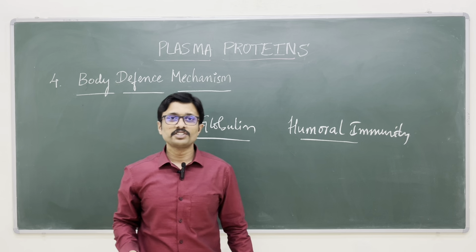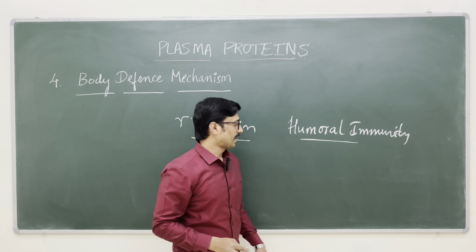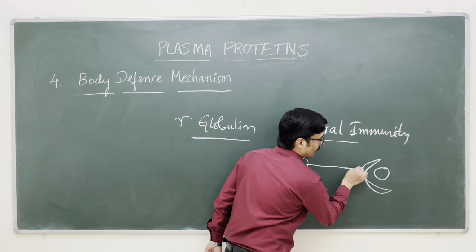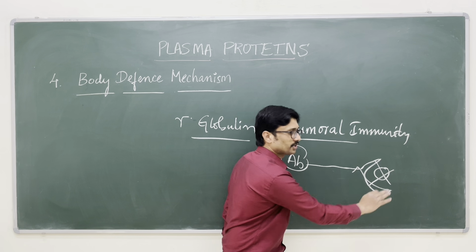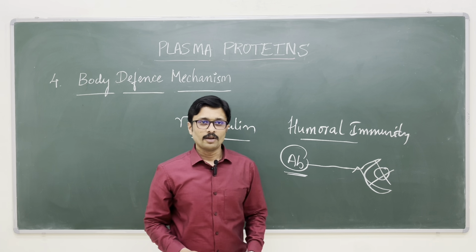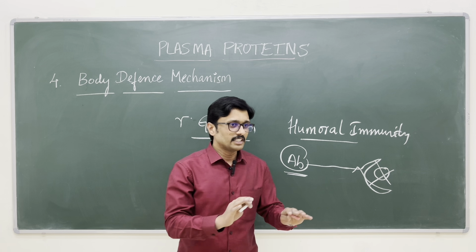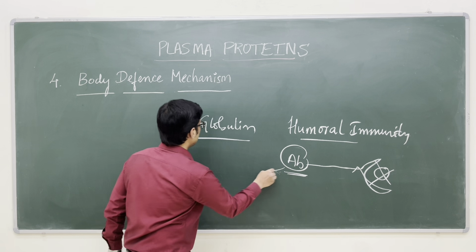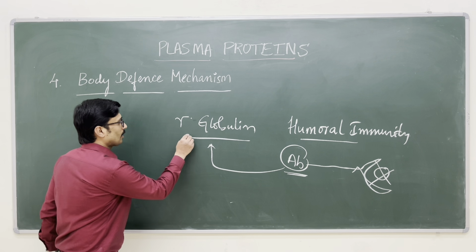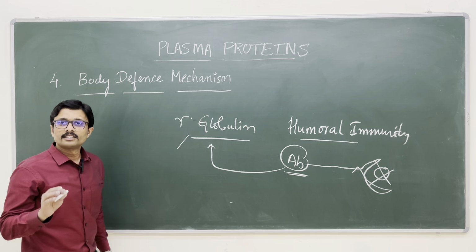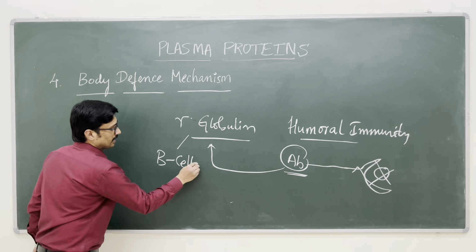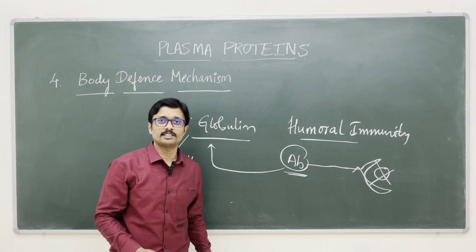The role of antibodies in humoral immunity and how these antibodies will attack the organism, and this organism is killed or it is neutralized or it is suppressed. This is the antibodies' role in killing, neutralizing or suppressing the organism. And what are these antibodies? They are gamma globulins, and these antibodies, gamma globulins, are the only plasma proteins that are synthesized or secreted from the B lymphocytes or B cells. The rest all plasma proteins are synthesized from the liver.